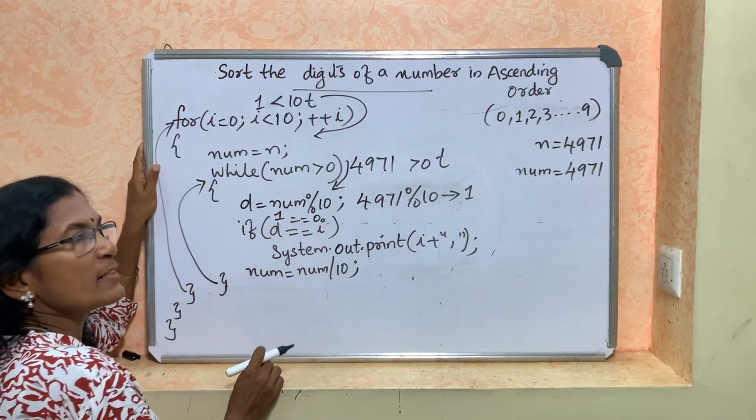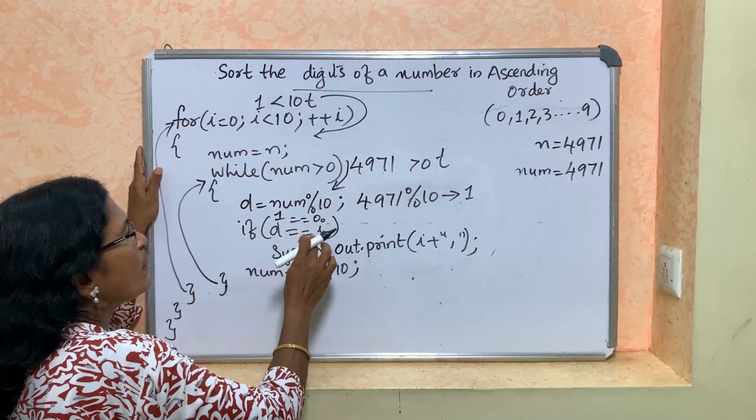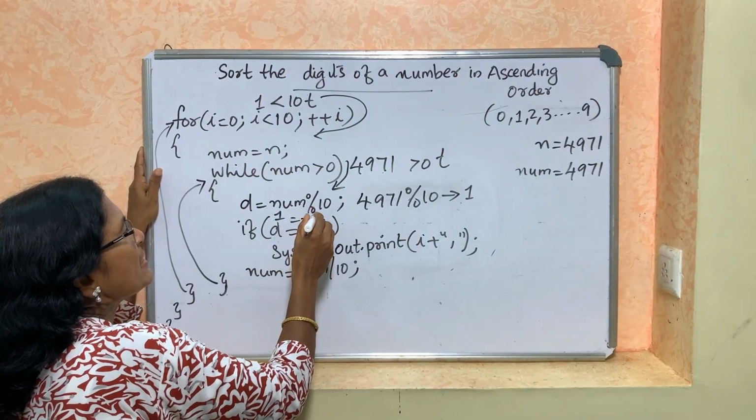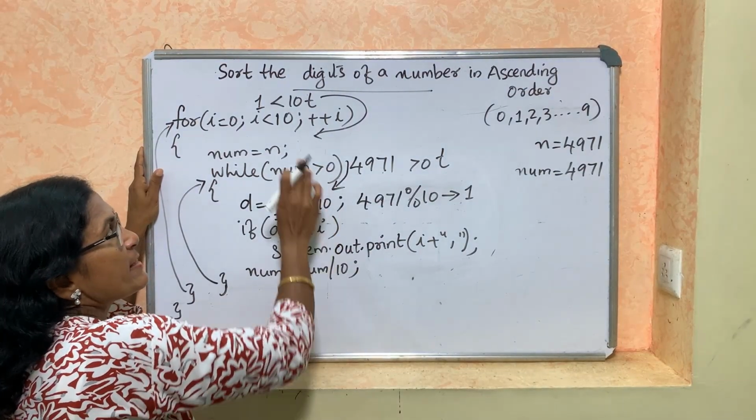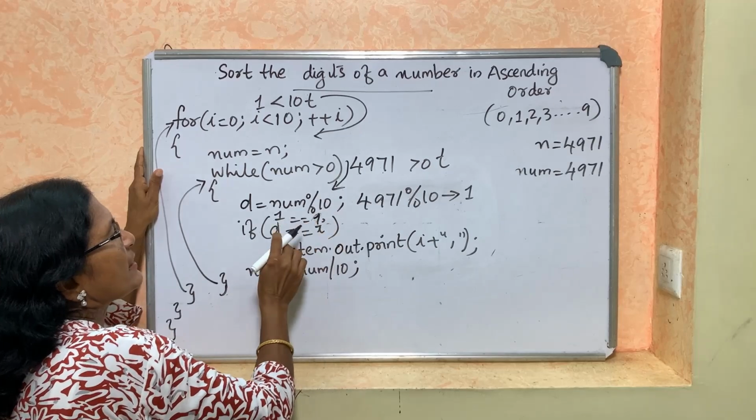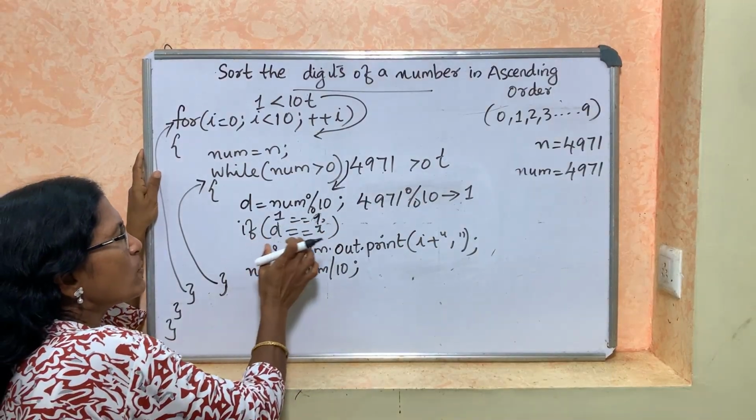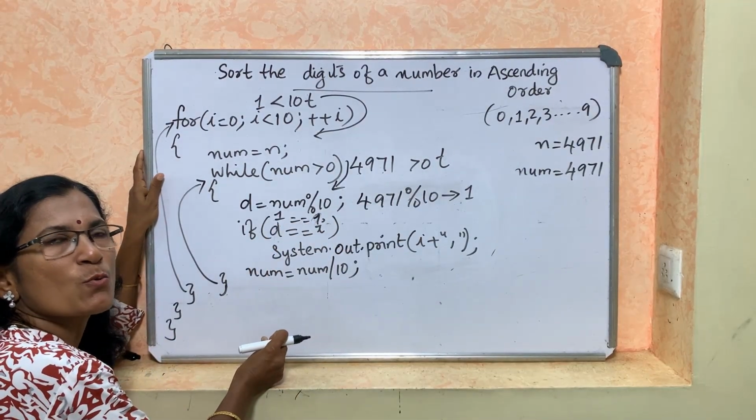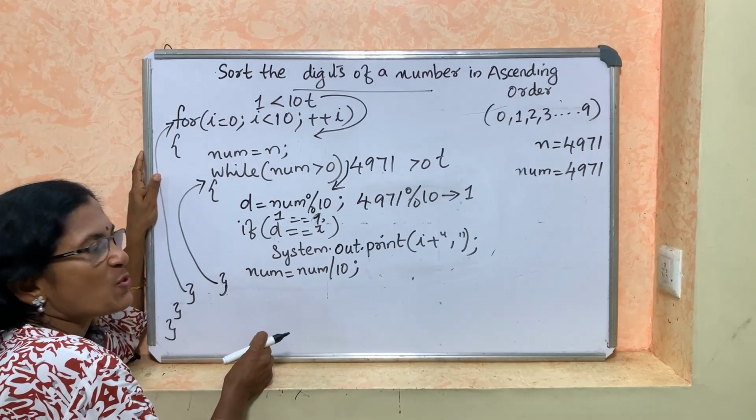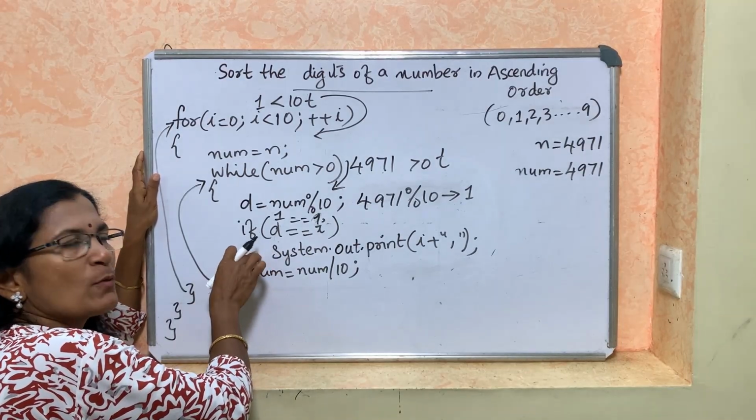1 is equal to, what is the current value of i? The current value of i is 1. The digit extracted is also 1. So D is equal to the value of i. Yes, true. The test expression is evaluated to true. So the body of the if clause will be executed.